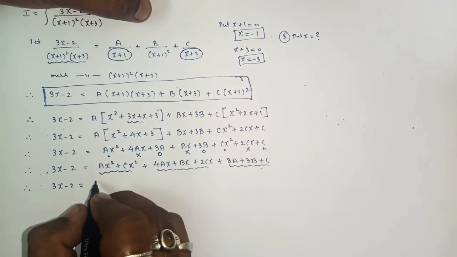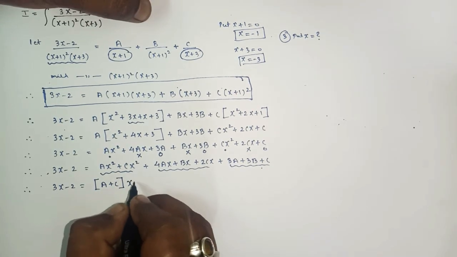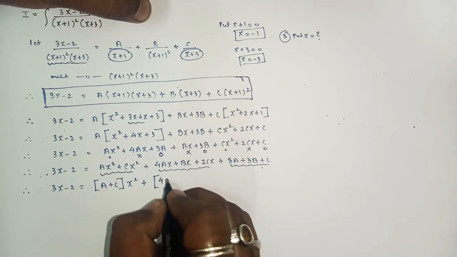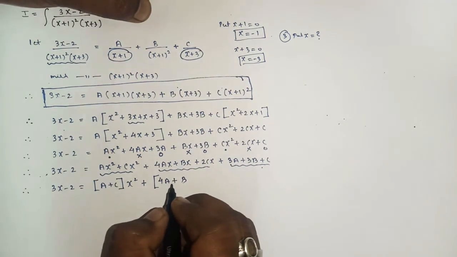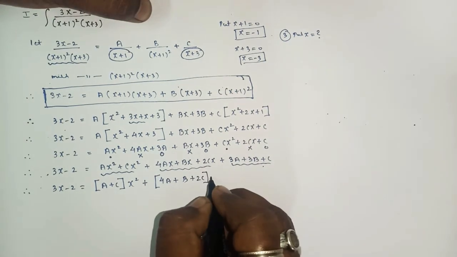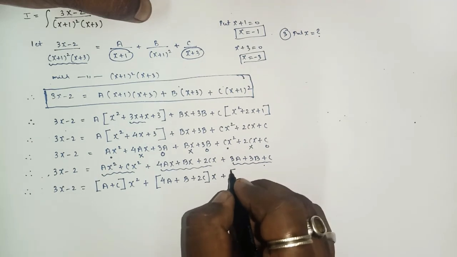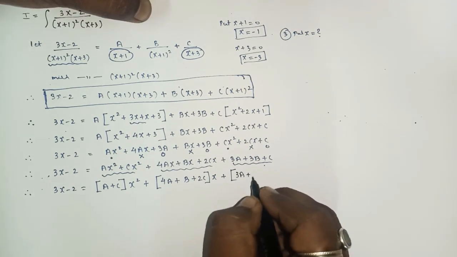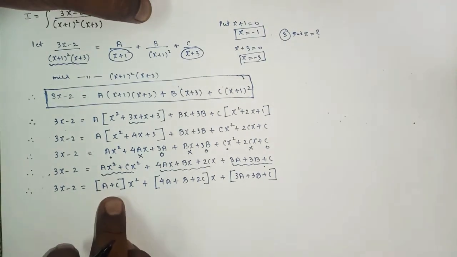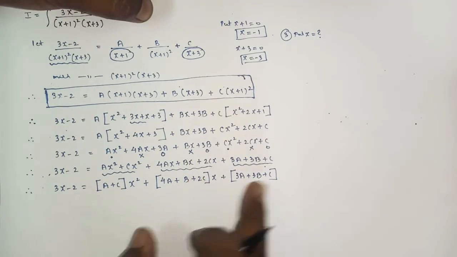Okay, so now after this your x square is common, so inside the bracket you will get a plus c. Here x is common, so inside the bracket you will get 4a plus b plus 2c. Here nothing is common, so we'll still write this part inside the bracket. So here we got the like terms for x square, x, and without x.